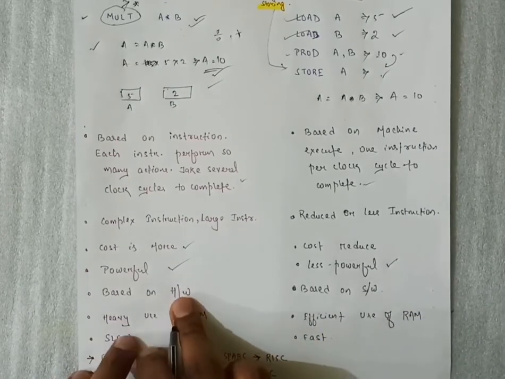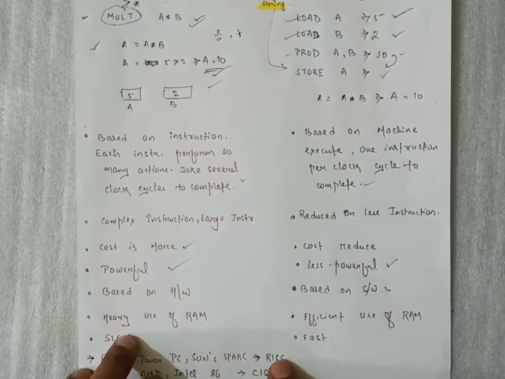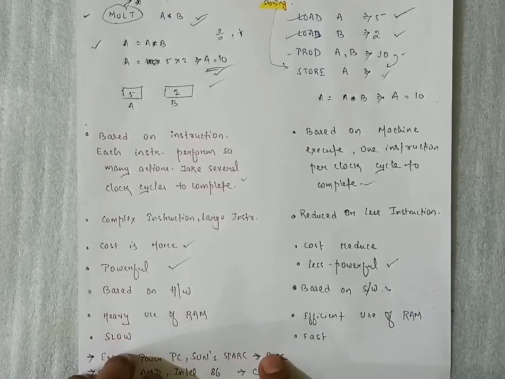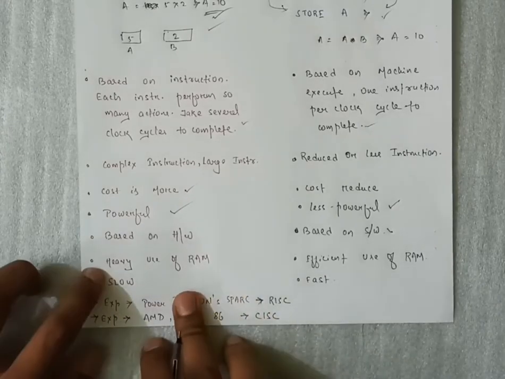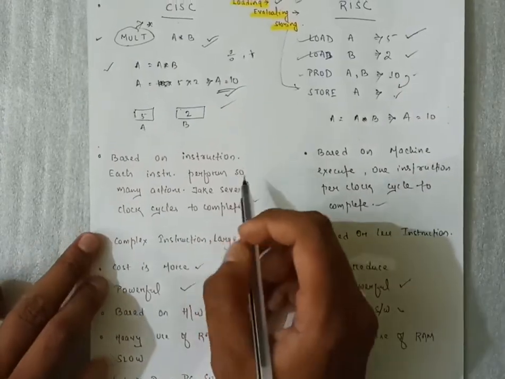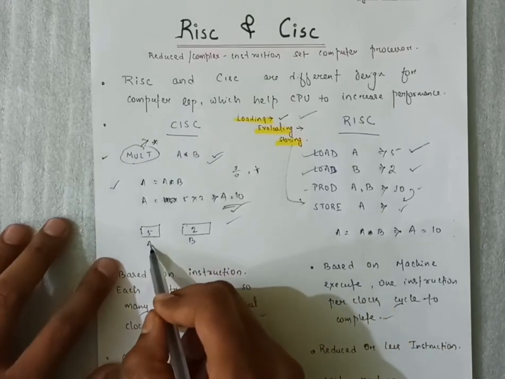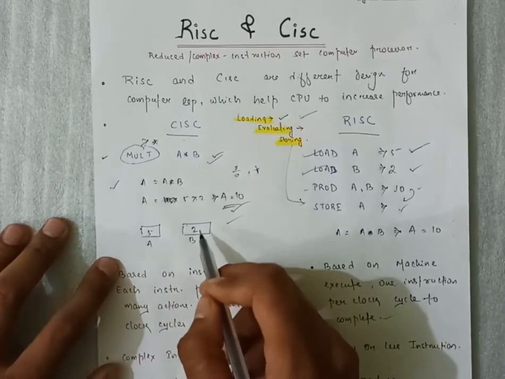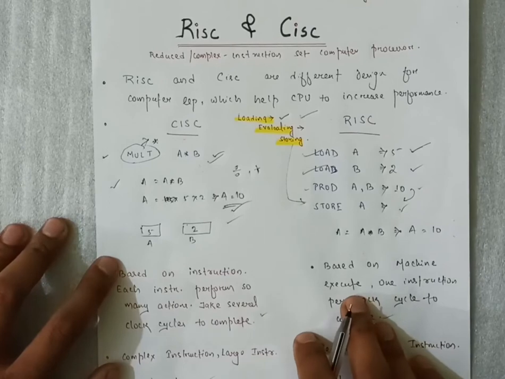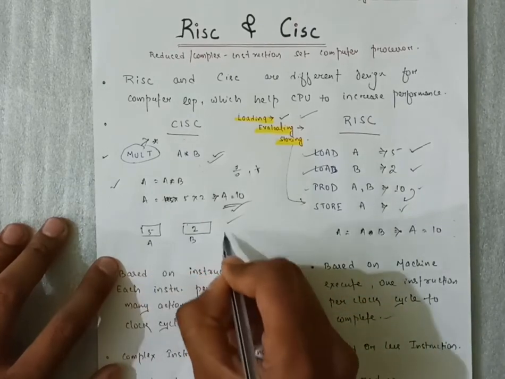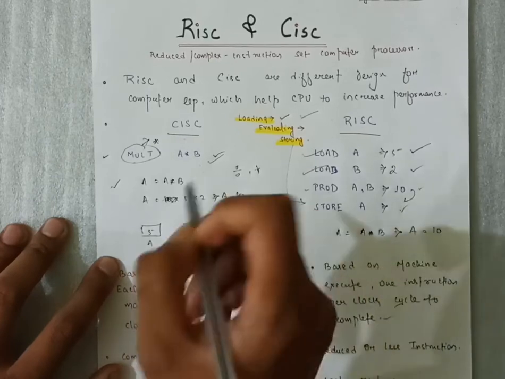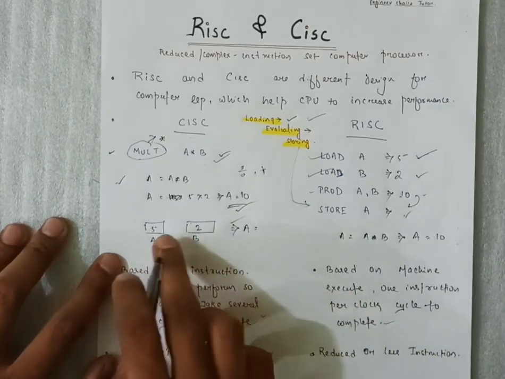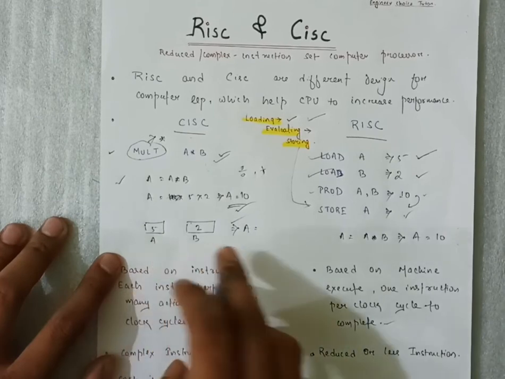Based on hardware it is CISC, and based on software it is RISC. Heavy use of RAM. What does it mean? What does heavy use of RAM mean? Whatever we have assigned, means A value 5, B value 2, the values are getting stored again in A. So again and again we are using A, B.